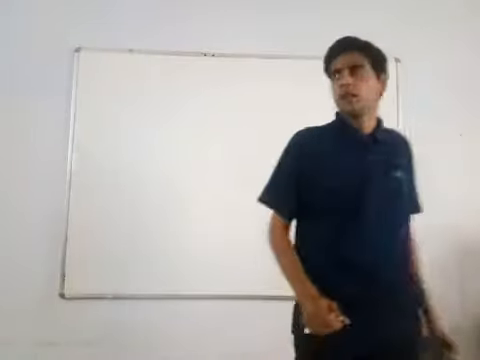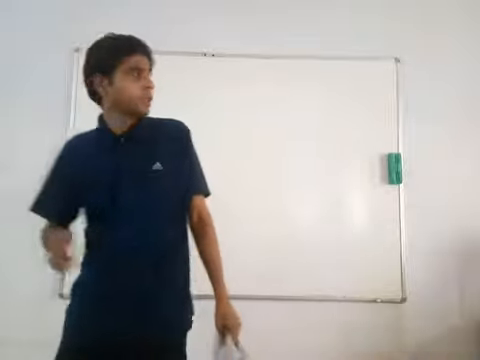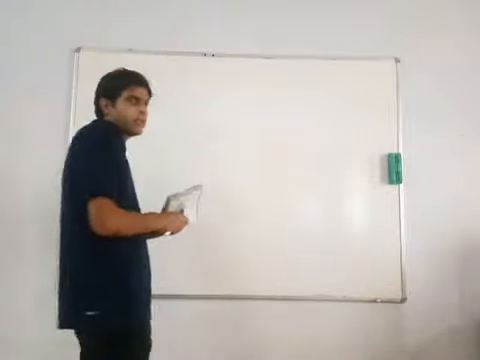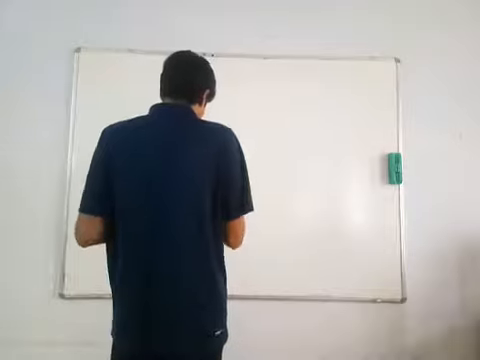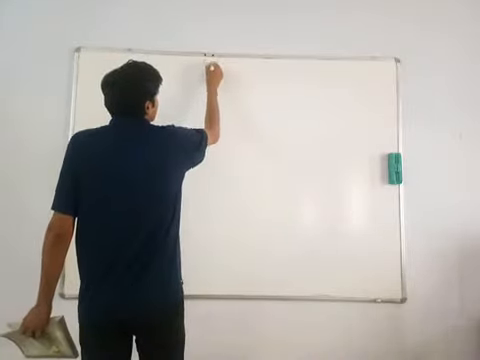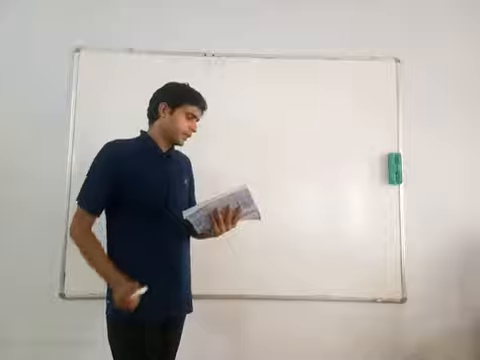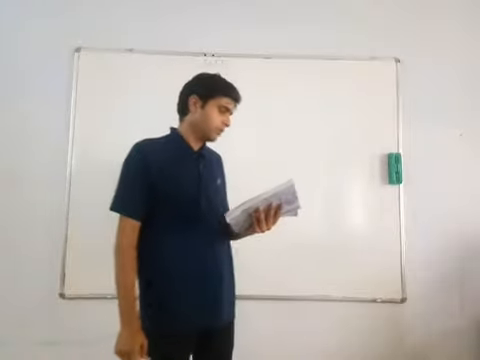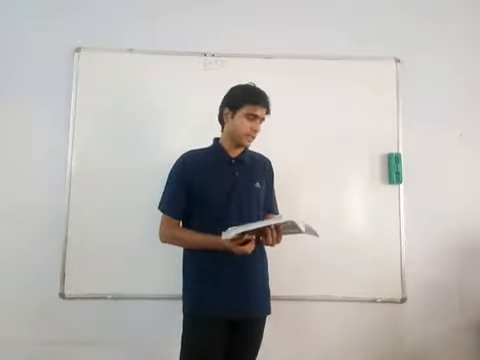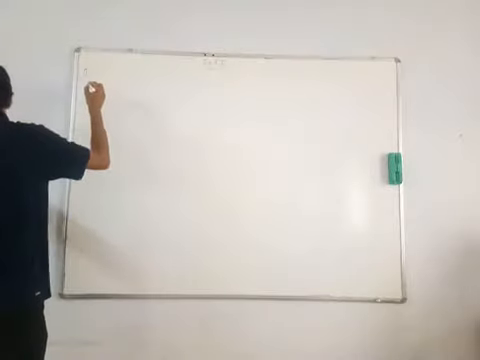Hope all are fine. Today I am here to start a new exercise of number system, that is exercise 1.3. In exercise 1.3, the first question is: write the following in decimal form and say what kind of decimal expansion each has. In this question, 5 questions are there.